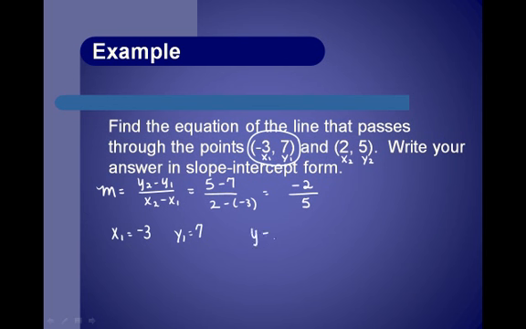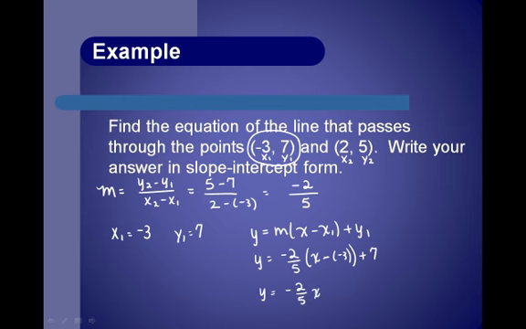So we're going to do y equals the slope times x minus the x value plus the y value. So y equals negative 2/5 times x minus a negative 3 plus the y value of 7. Distributing the negative 2/5, we get negative 2/5 times x. Got minus a negative here, which both of those are going to be plus a positive. So now we've got negative 2/5 times a positive 3.